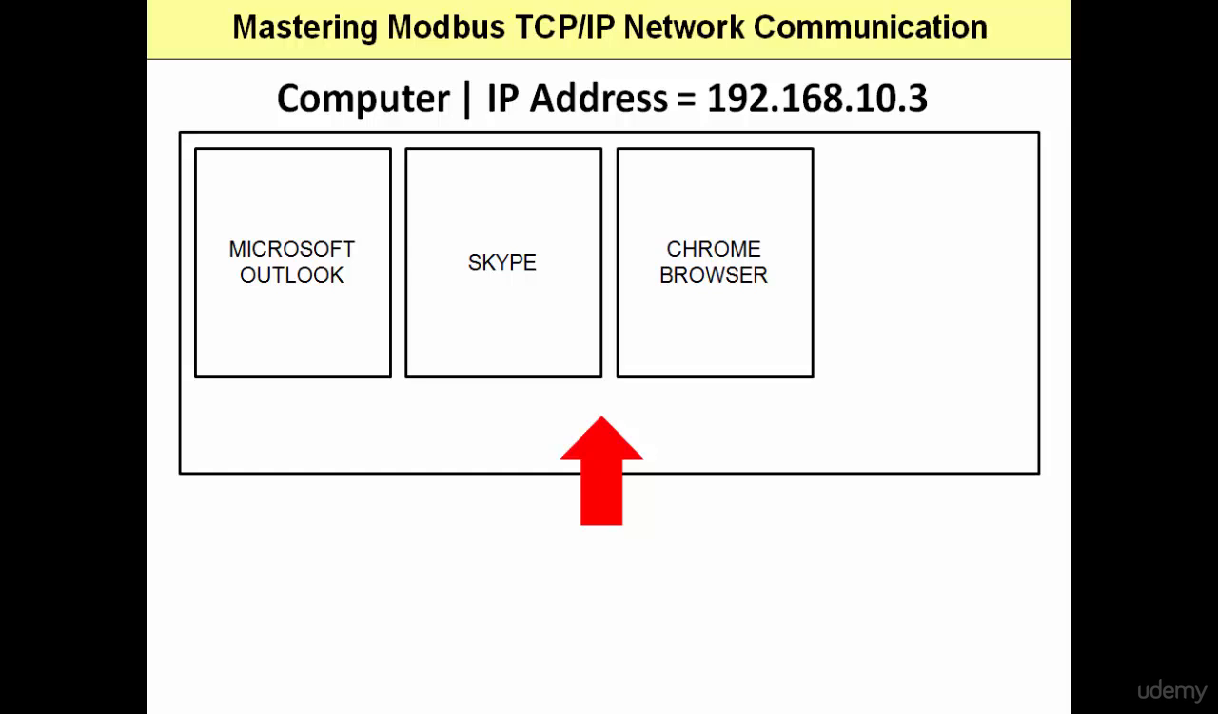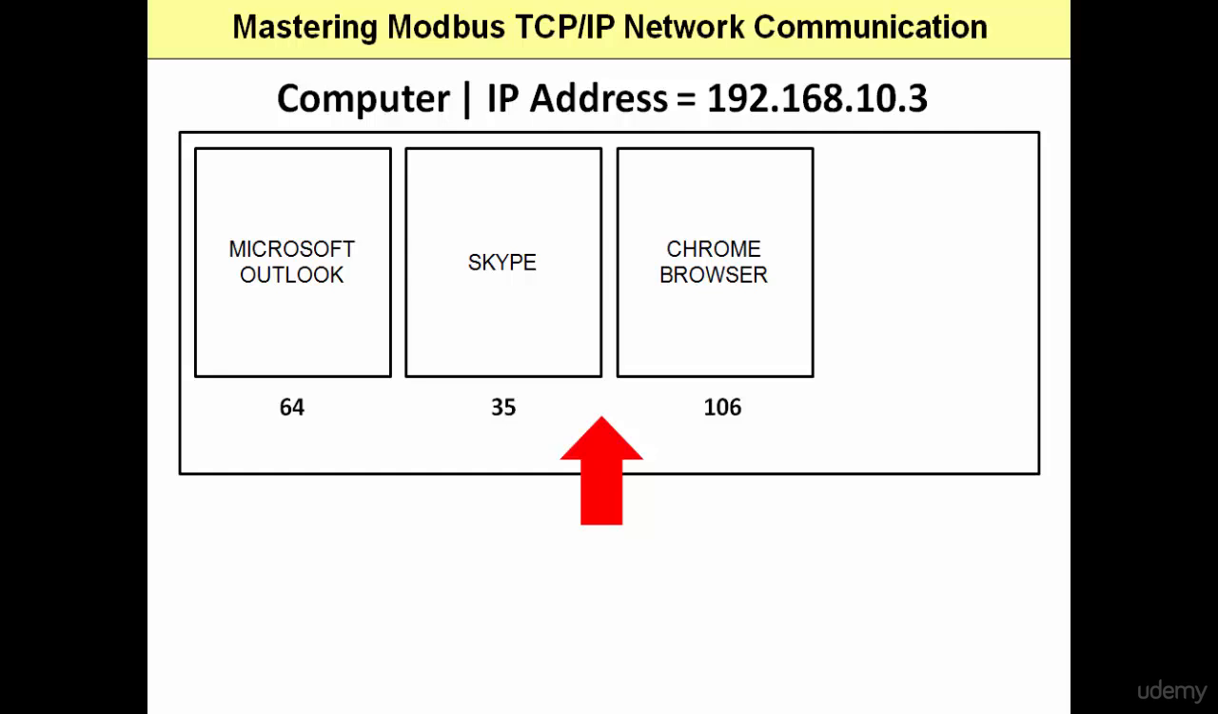Well, this is where the port number comes in. Each application will have its own unique port number, and it's just a number, that's all. It's a unique identifier. In this case, I've chosen 64 for Outlook, 35 for Skype, and 106 for Chrome browser. This could be different. I'm just choosing numbers arbitrarily, okay?